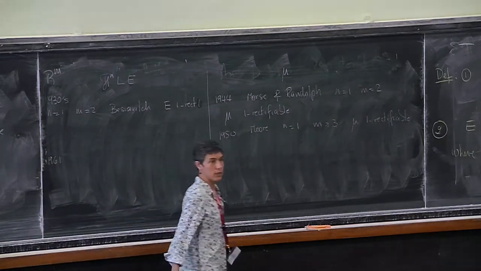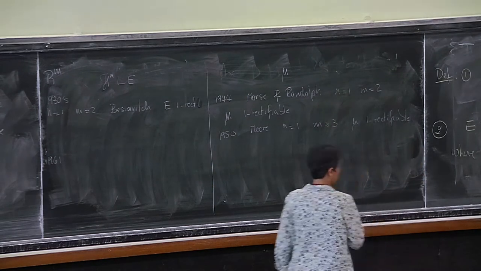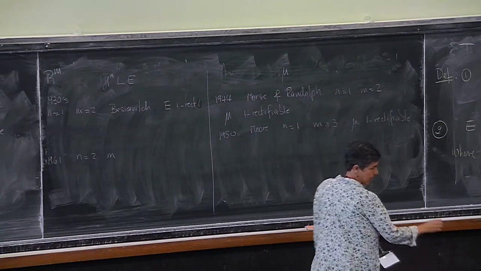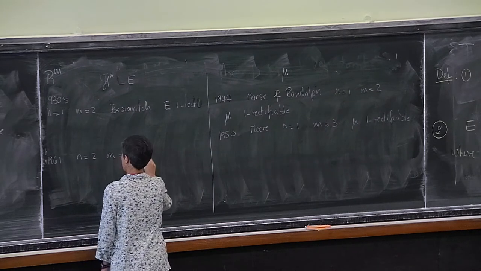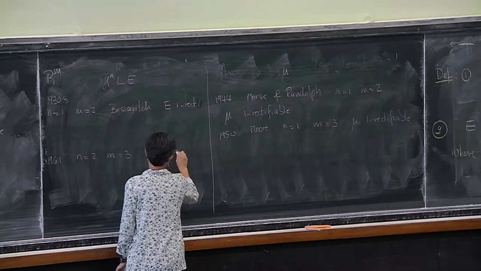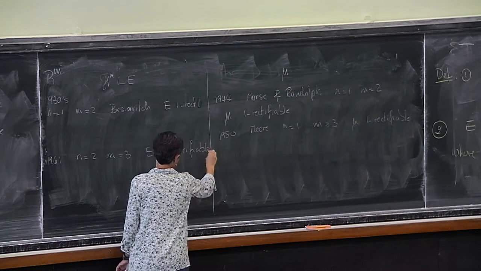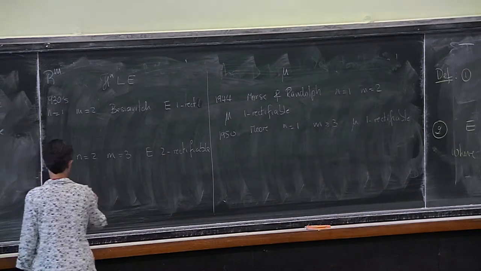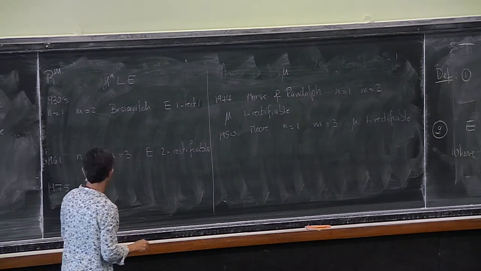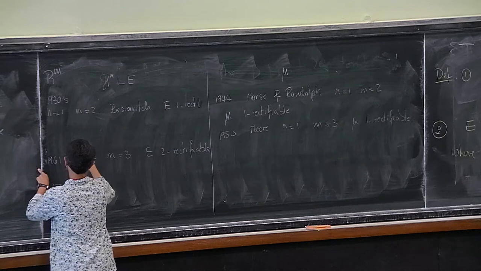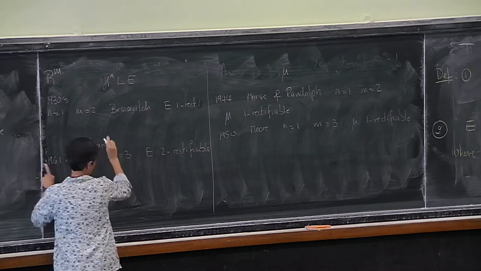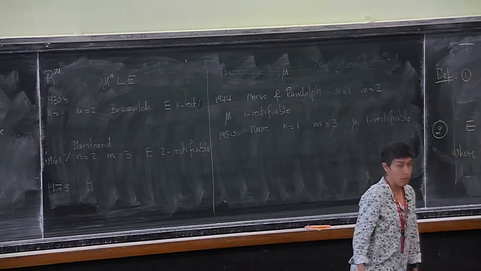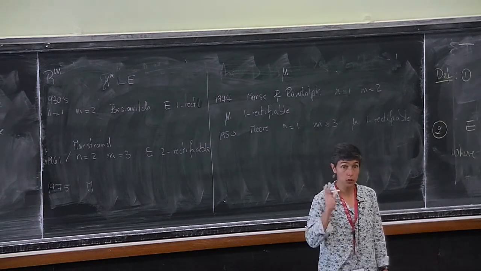So clearly one was easy. Well, easy, so to speak. N equals 2, M equal to 3 or higher, then E is 2-rectifiable. That was 1975. No, Marstrand. Yeah, Federer did something, but Federer did the other thing. I mentioned Federer. This was Marstrand. Marstrand also did something that we will talk about this afternoon.